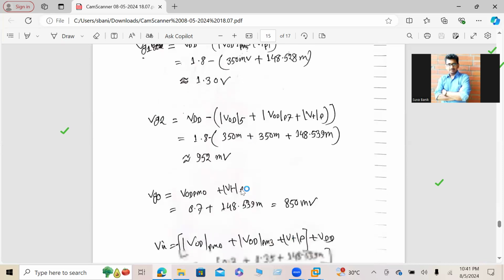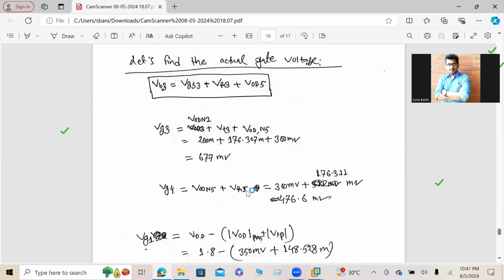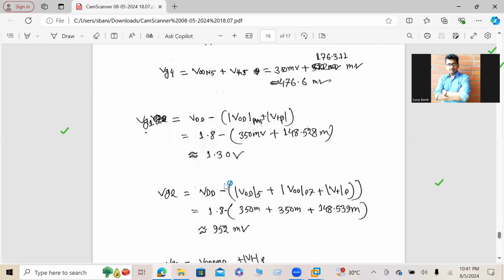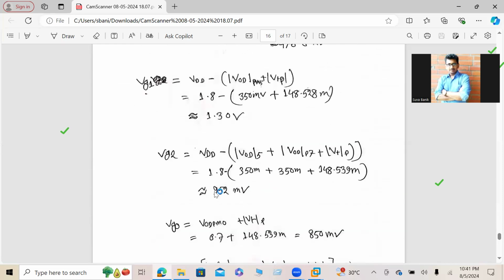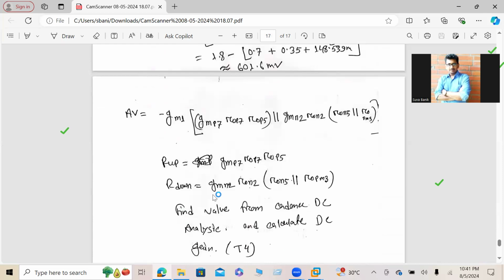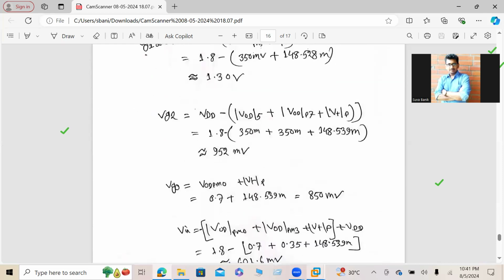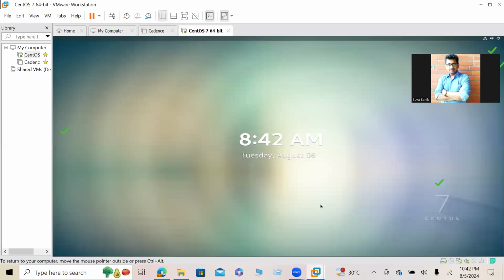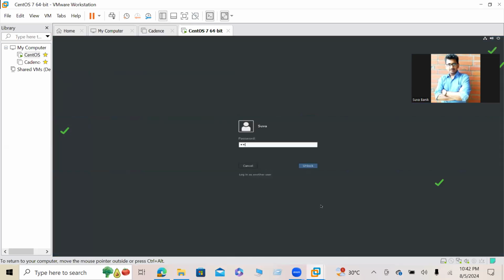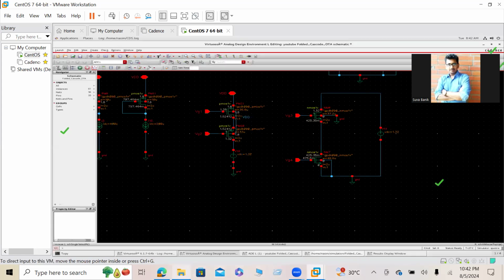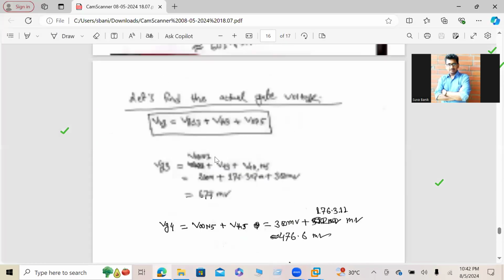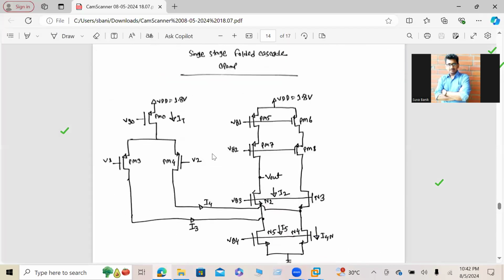Or you can pause my video and see the calculation here. Then how did I find this? The threshold voltage and everything I took from the simulation, as I was explaining. And now, what is our gain? Okay, let's see from the circuit.